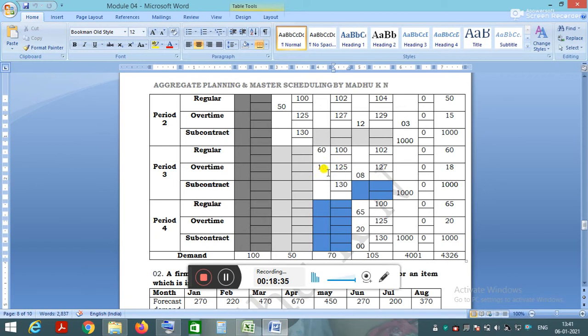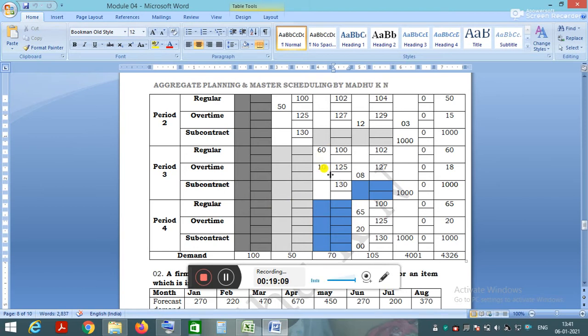In period 3 itself, we can produce 60 products in the regular time, and we produce 10 products in overtime. Actually, the available capacity is 18 for overtime in period 3, but our requirement is just 10 products, and we are producing 10 products utilizing the overtime of period 3 at a cost of 125. Okay, our demand is met in period 3 also.